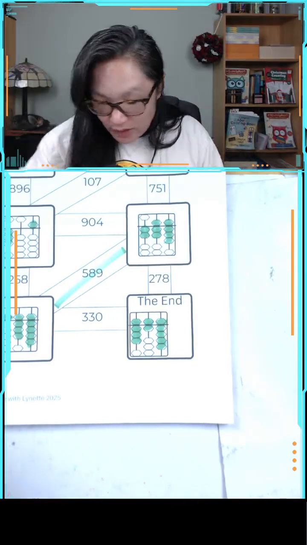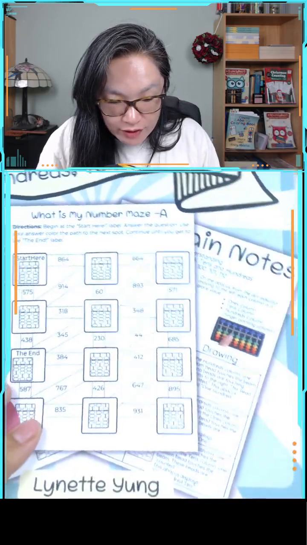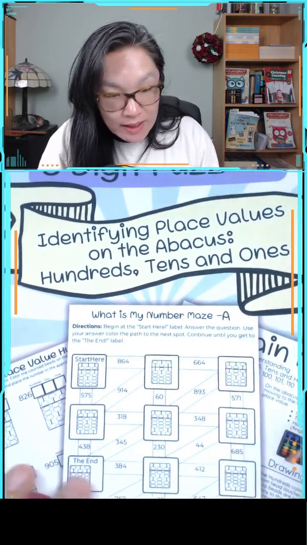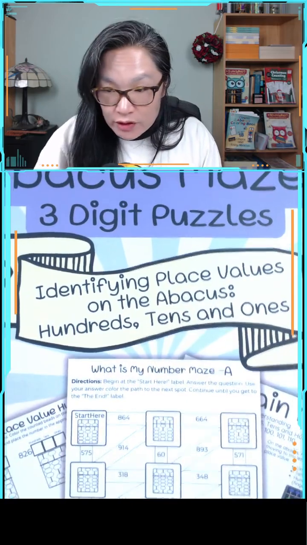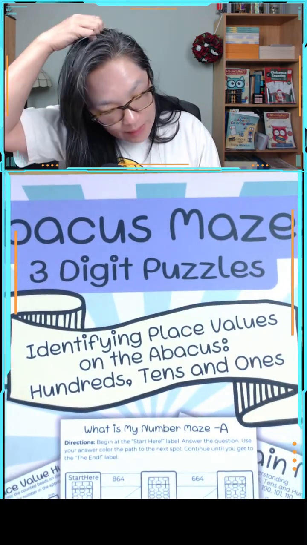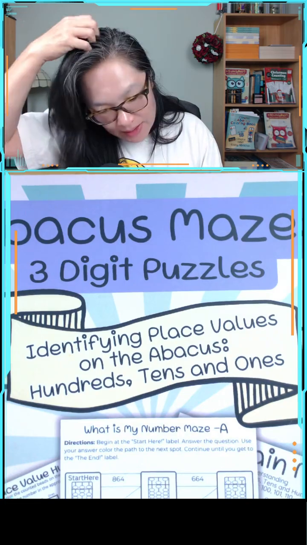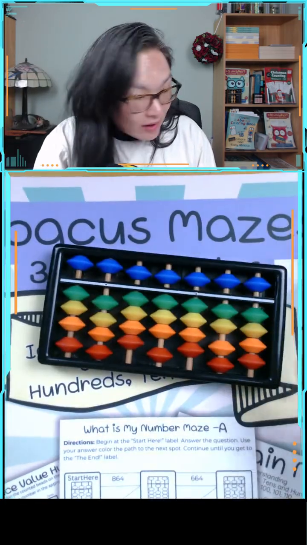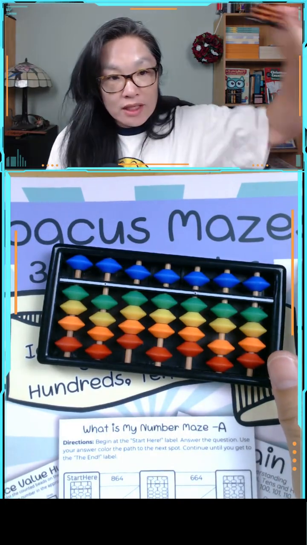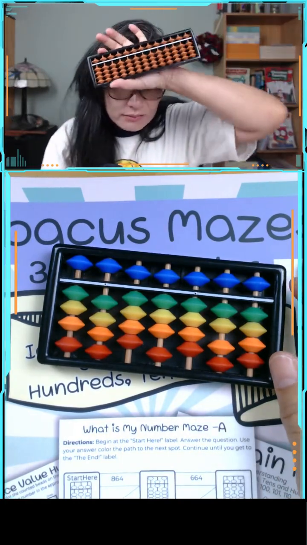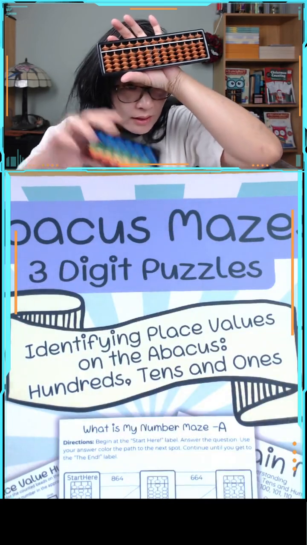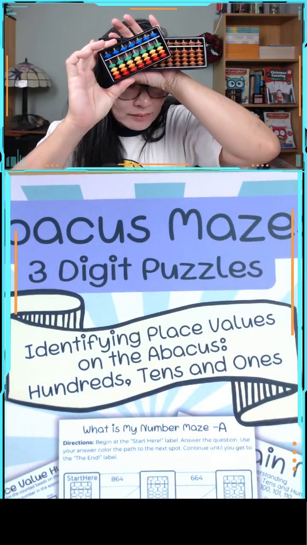So this is the rest of my book. We have a bunch of abacus mazes. It's a 3-digit maze. I pinned it down in the bottom if you're interested. It does come with an abacus. You can either buy it with a 7-column abacus or a 13-column abacus, because it's just bigger. Notice it's a little bit bigger.